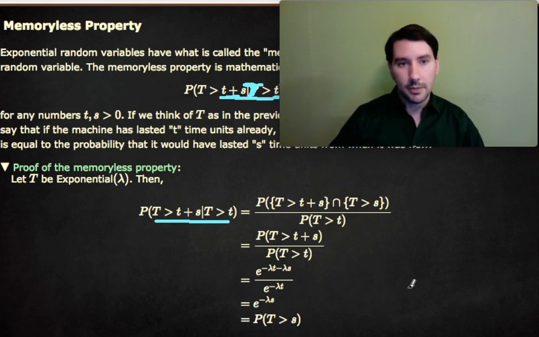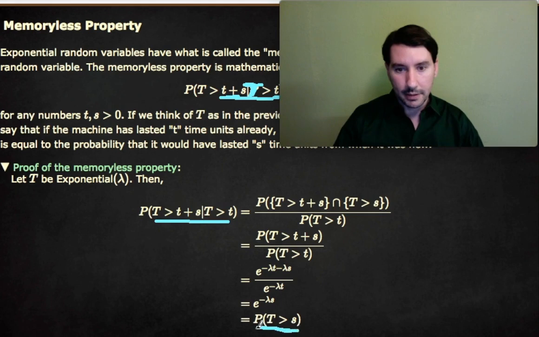So in a sense it's memoryless, or it forgets the time that it's already been given. So if you're given that it's lasted t time, and you're asking what's the probability it's going to last s more time, it says that's the probability that it would have lasted s time from the beginning, and it forgets that there has already been t amount of time.